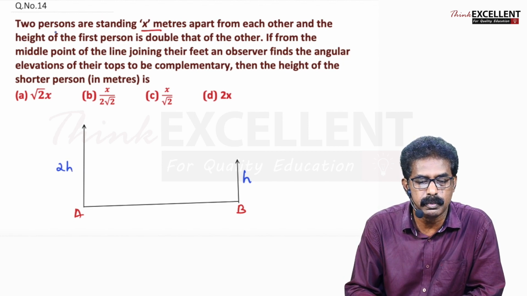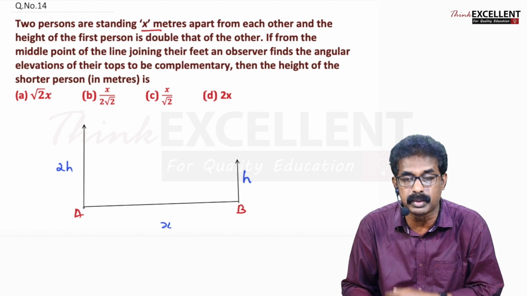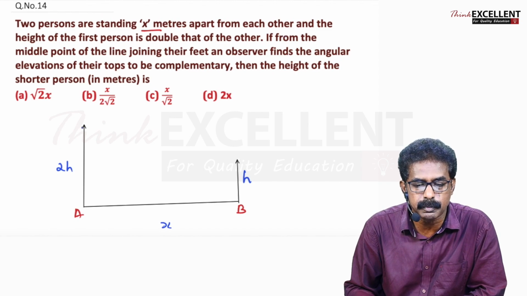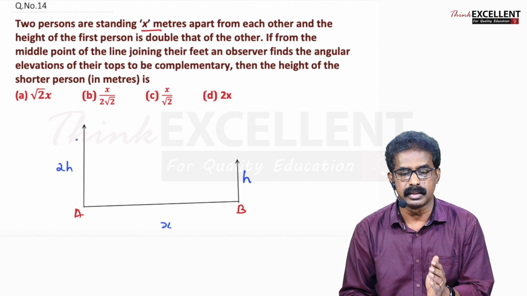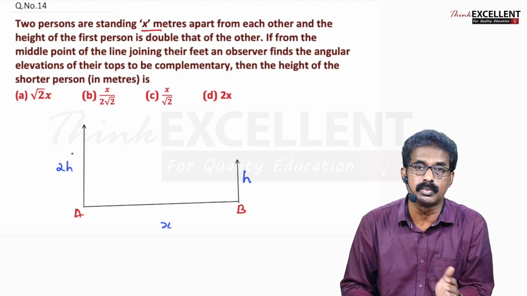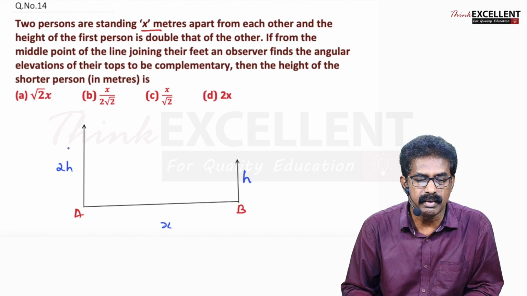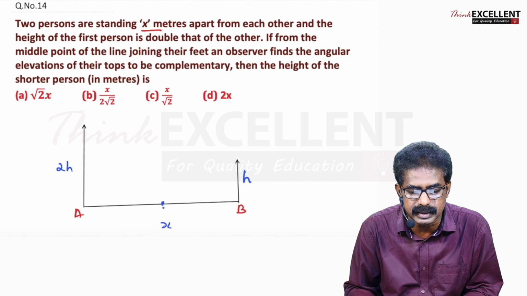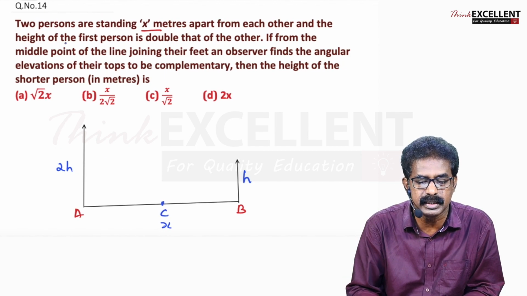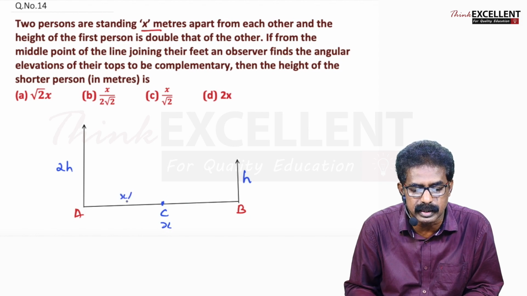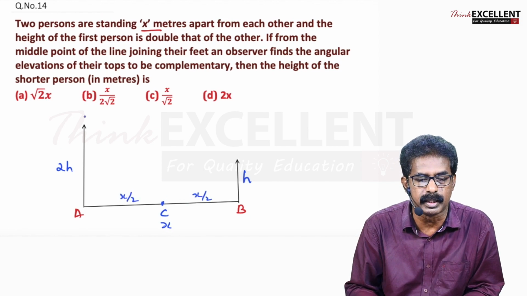Now check it. Two persons are standing x meter apart. So this distance between A and B is x from each other, and the height of the first person is double that of the other. So second person height is h means first person height is double that, 2h. From the midpoint of AB, I'm taking it as C. Total distance is x, so the midpoint C, this is x by 2. This is also x by 2, right?